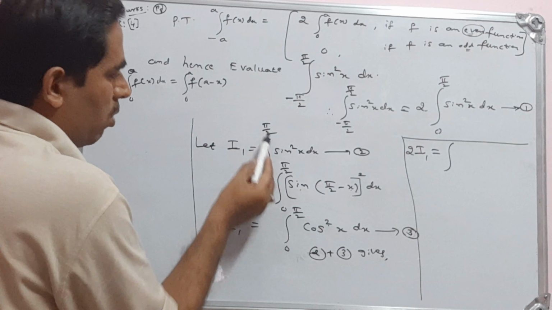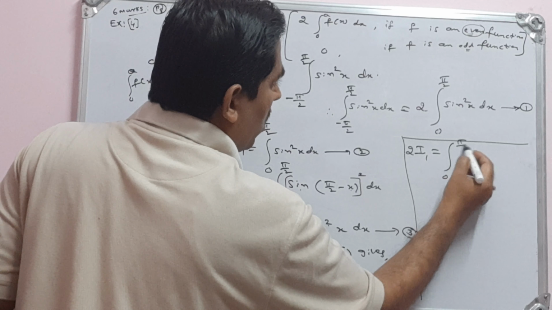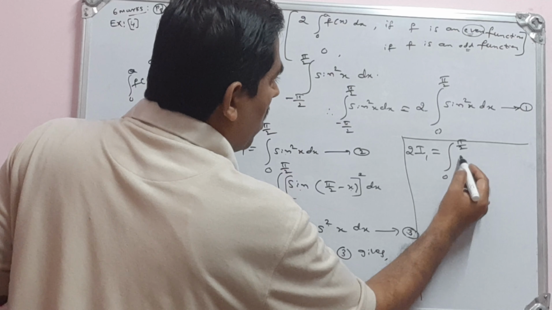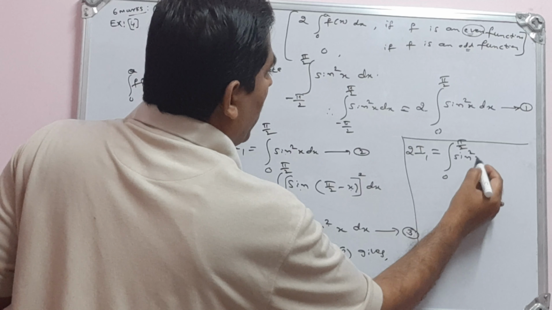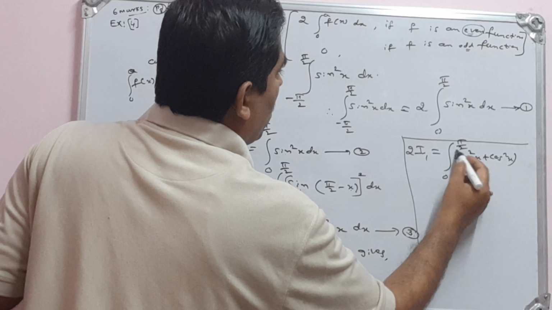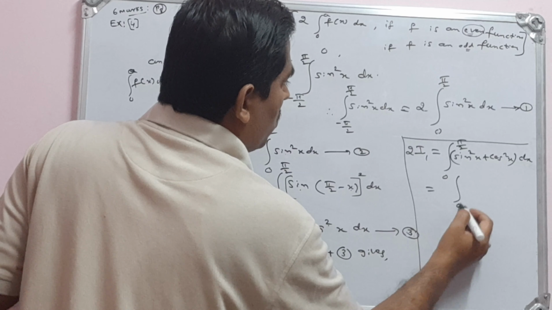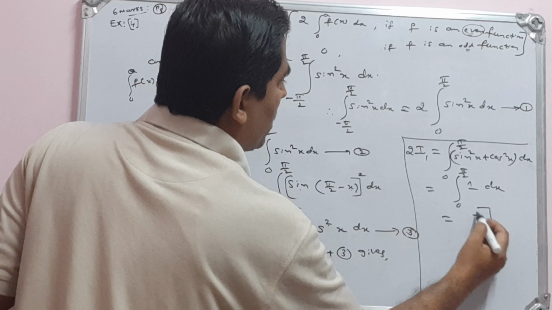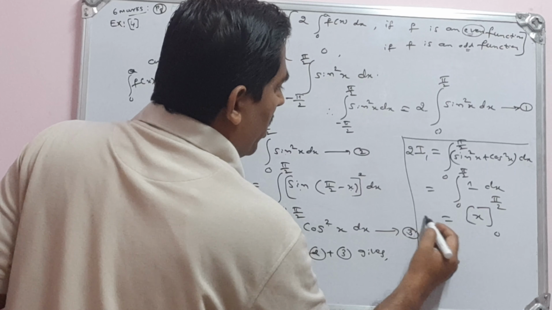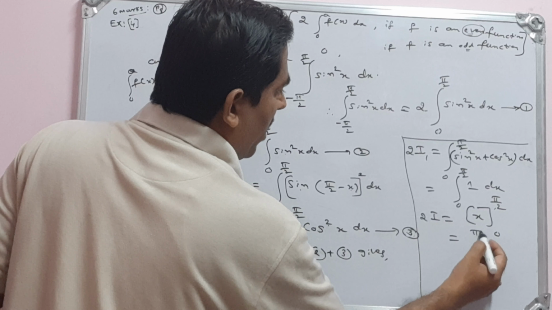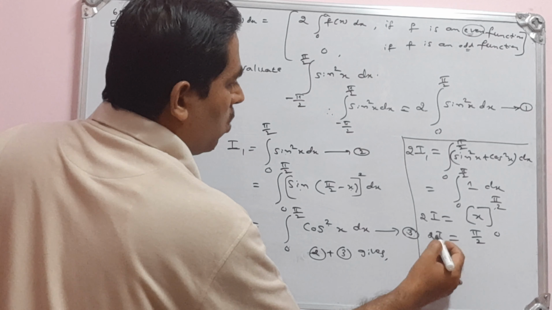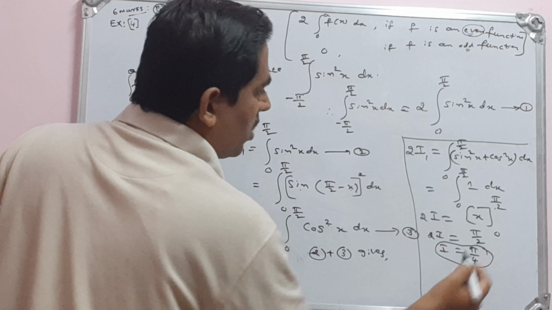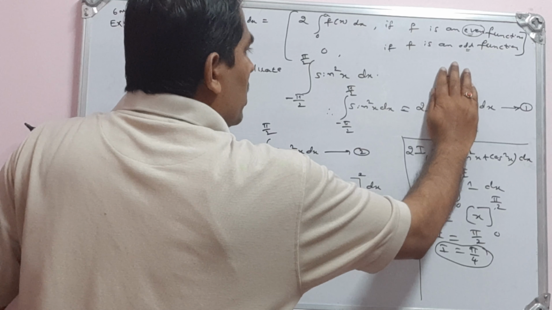Observe the right hand side, 0 to pi by 2 is common. So I write 0 to pi by 2 of the addition of corresponding RHS, sin square x plus cos square x, with respect to x. You can write it directly after practicing. Sin square x plus cos square x is 1. So integration of 1 is x, from 0 to pi by 2. The upper limit is pi by 2 minus 0, that is pi by 2 only. So 2I is equal to pi by 2, so I is equal to pi by 4. So the answer for this is pi by 4.